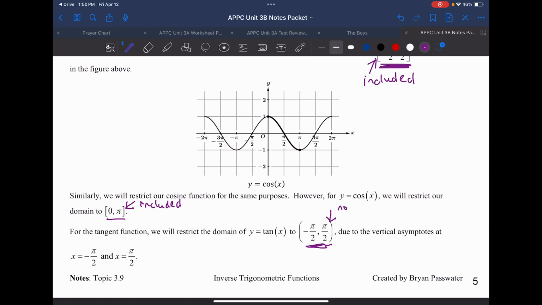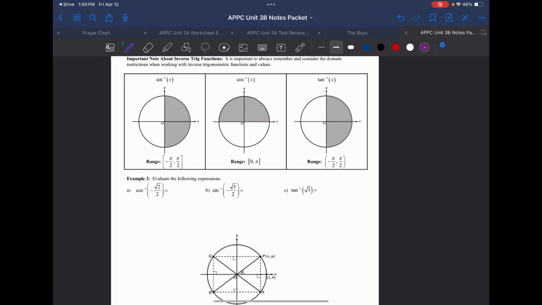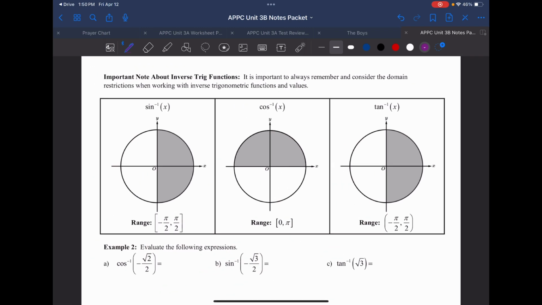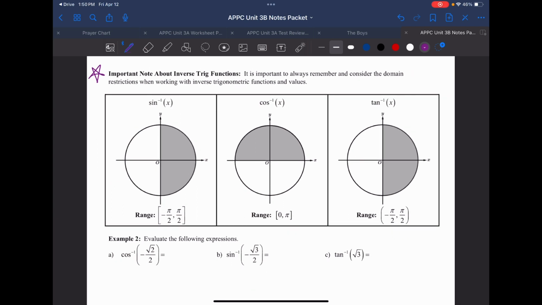On tangent, they're not included in the domain. So negative pi over 2 and pi over 2 are not included in the domain because they have vertical asymptotes at those two points. And really, this chart here summarizes all of this. So I would put a star beside this because this is super important. Important note: it's always important to remember and consider the domain restrictions when working with the inverse trig functions and values. So this is just something you're going to have to know to be able to work with this.